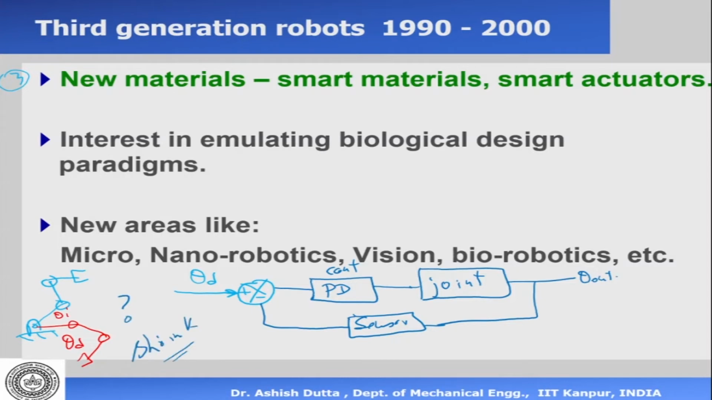Okay, I make it small. Now you cannot shrink something. Why? Because we have an actuator here, which is basically a DC motor, let's say.